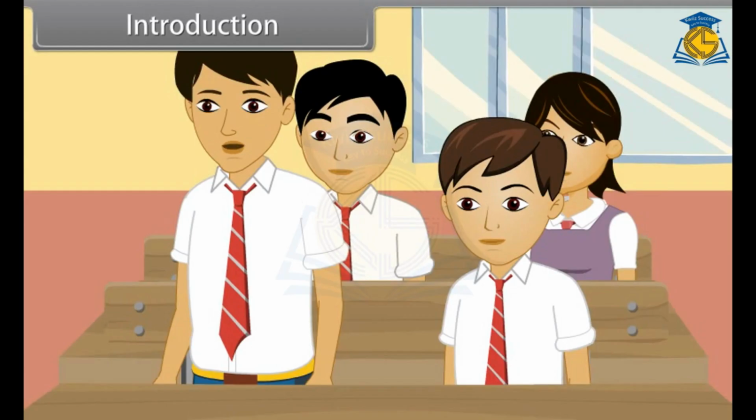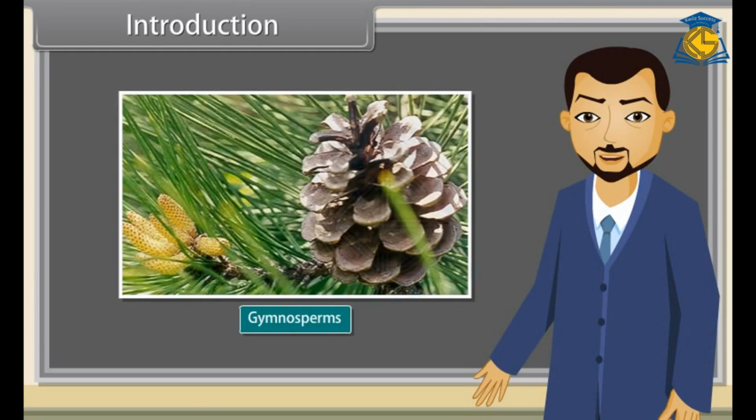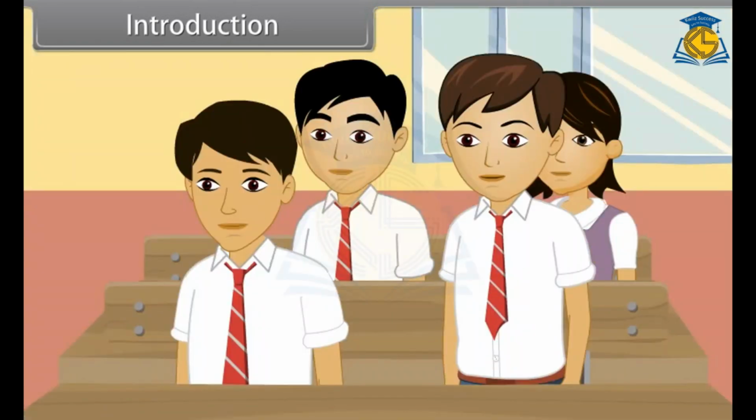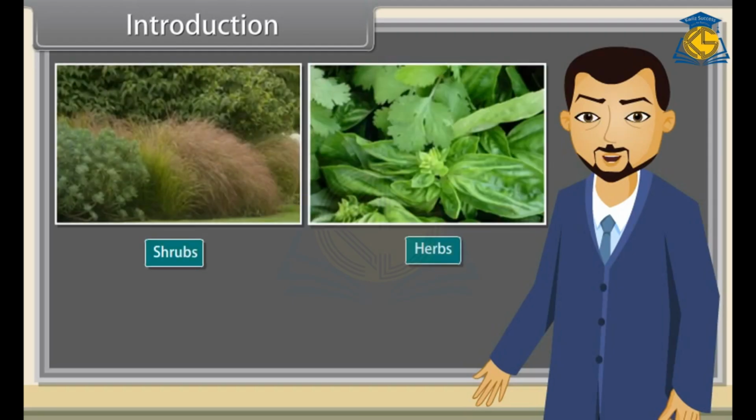Teacher, what are flowering plants? These are the seed-producing plants, such as gymnosperms, etc. Where can we find the flowering plants? This is the most abundant and widespread group of plants on earth. Flowering plants are found in most habitats, from deserts to polar regions, and include species of trees, shrubs, and herbs.